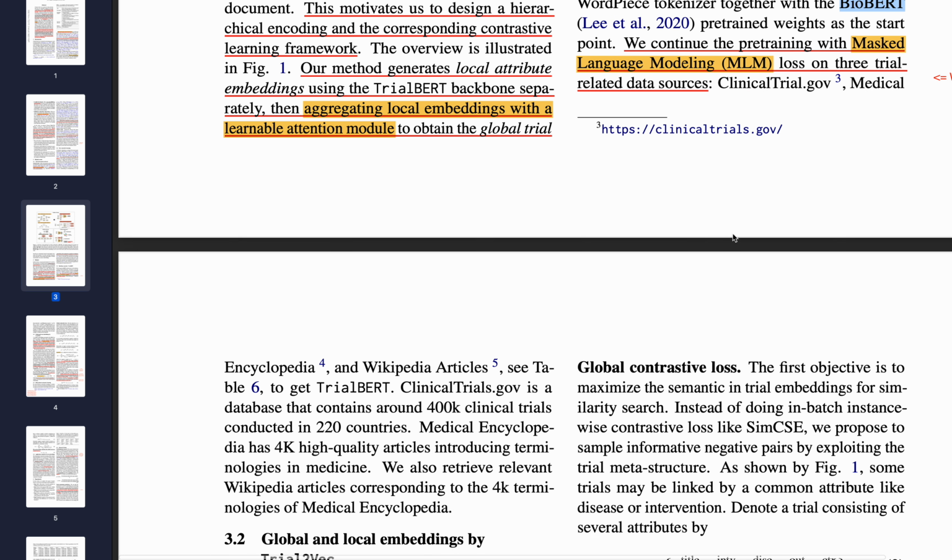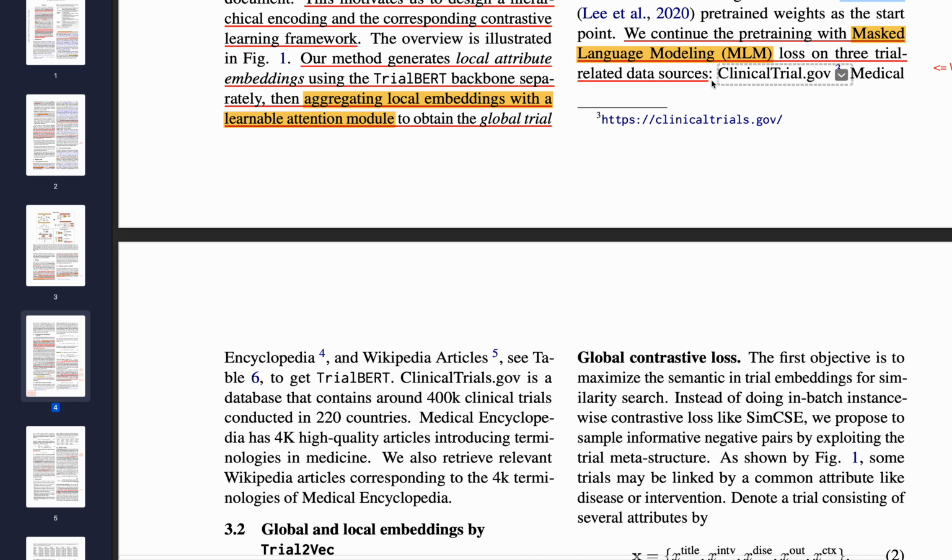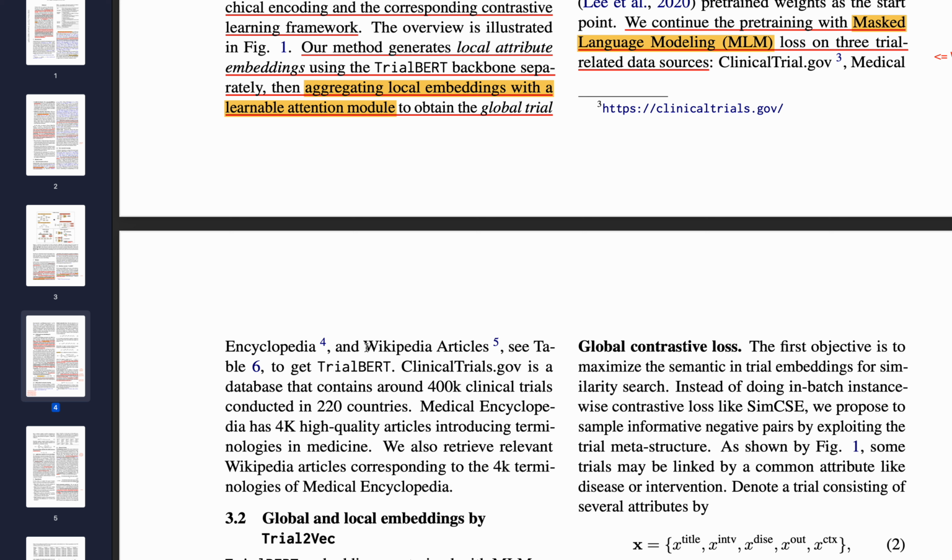So in order to do that, they use the data from clinicaltrials.gov, medical encyclopedia, and Wikipedia. I'm not sure why they use Wikipedia articles. So either they use Wikipedia articles from clinical trial related pages, or I'm guessing they used this as a balancing mechanism so the model doesn't over adjust the weights for the biological corpus and forgets some information which it learned from general words.